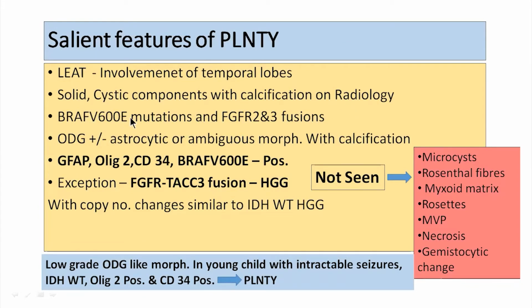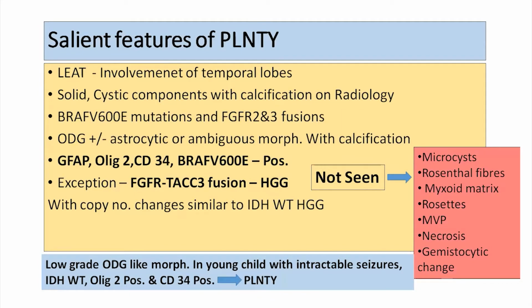And the mutation we have discussed: because the MAP kinase pathway of activation is there, there will be BRAF V600E and FGFR2 and 3 fusion. In diffuse low-grade glioma, MAP kinase pathway altered, it will be BRAF V600E and FGFR1 fusion. On morphology, it will show oligodendro-like cells, with some areas maybe showing astrocytic or ambiguous morphology, with calcification. On IHC, it will be positive for GFAP.